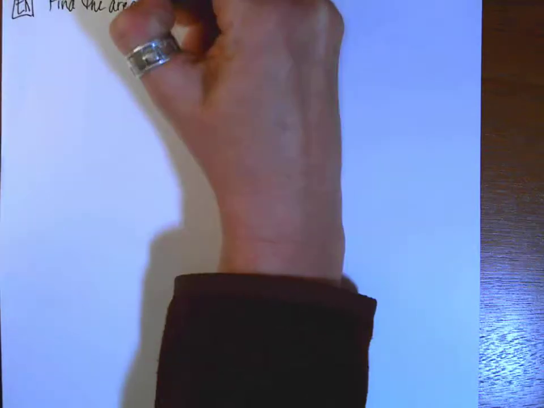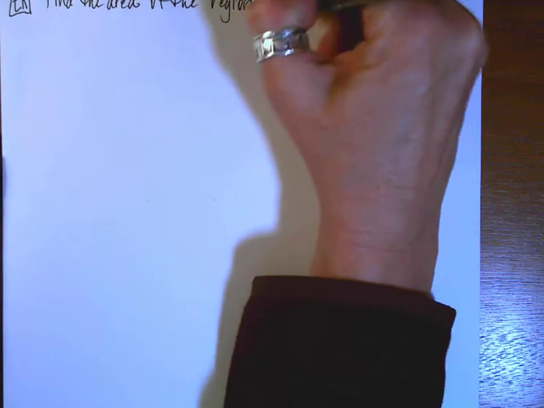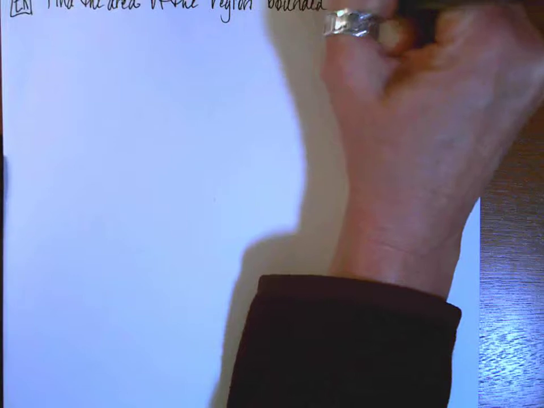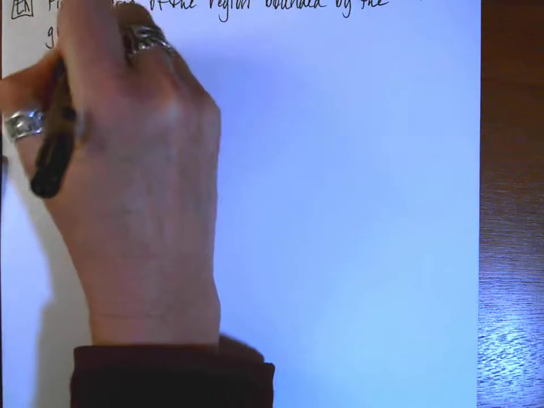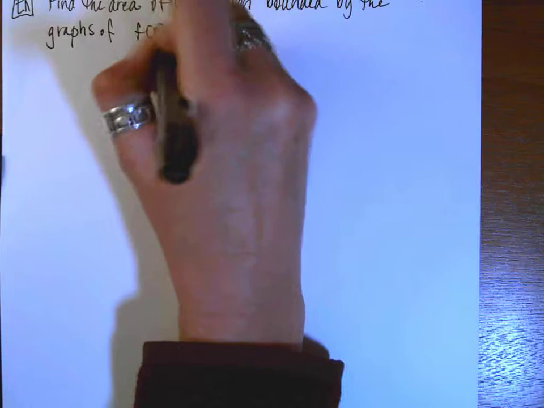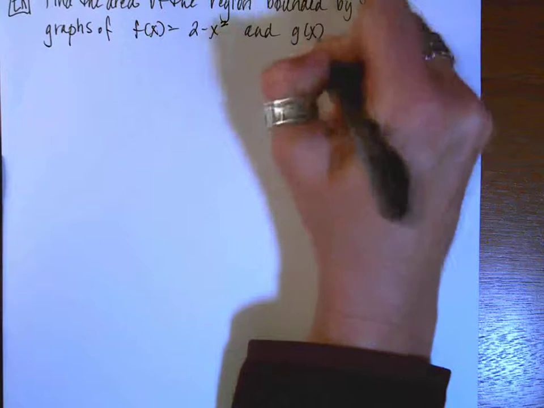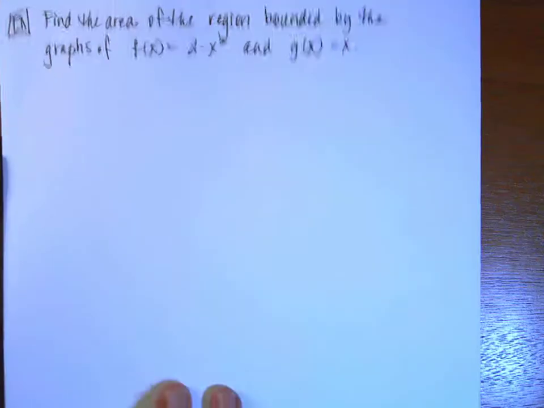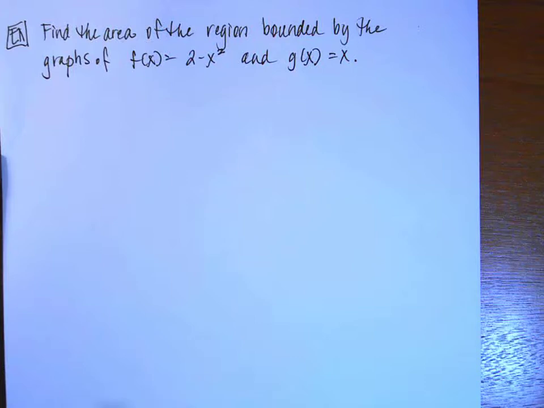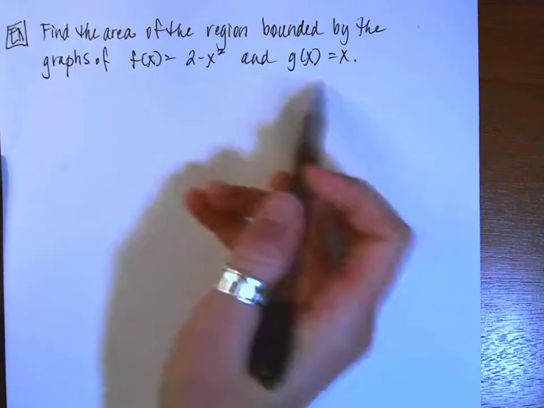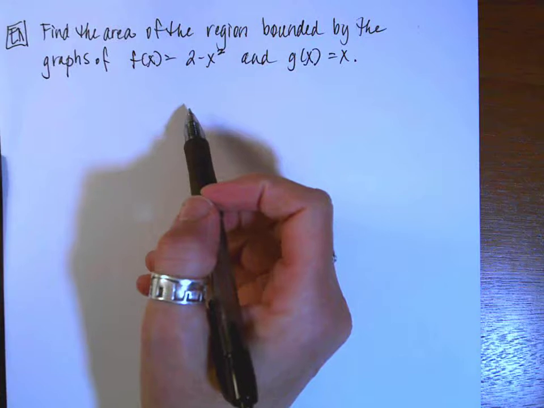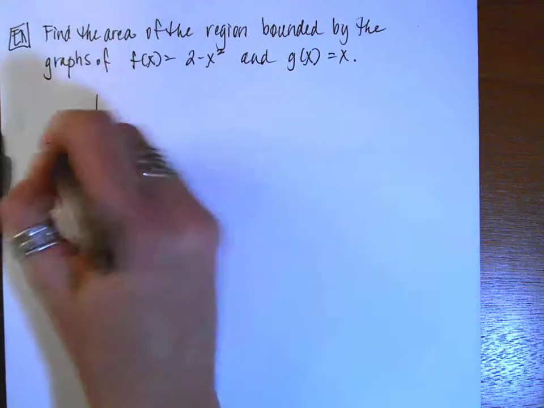So for our first example, it says find the area of the region bounded by the graph of f of x equals 2 minus x squared, and g of x equals x. Sorry, you can't see that. So what we talked about in previous courses, it's really nice to look at this because it helps you to decide what you need to see. So we're going to draw a picture.